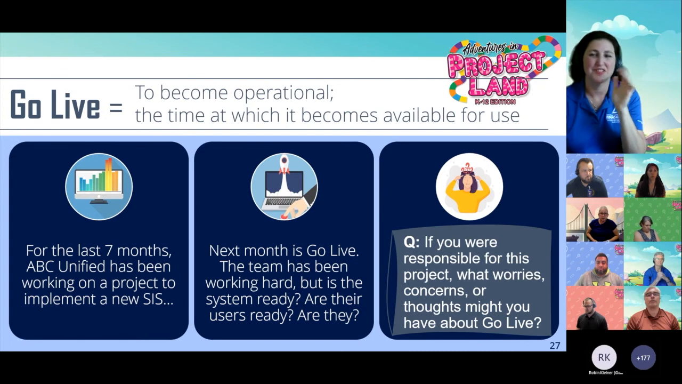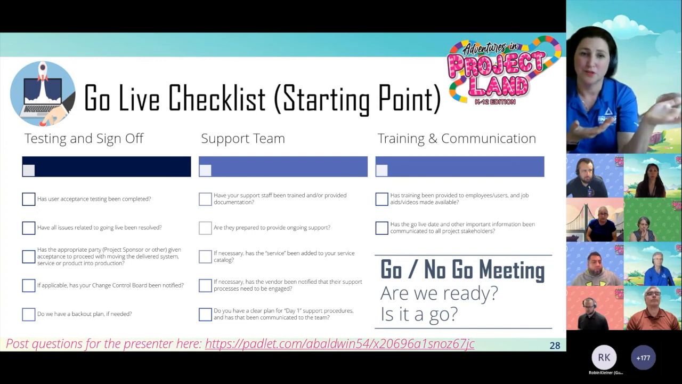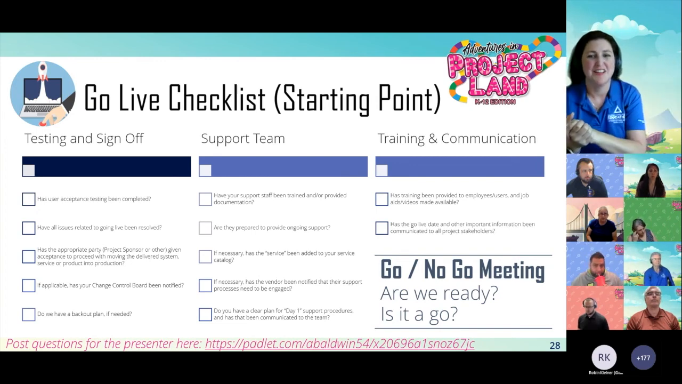Absolutely. All great questions. So how do we make sure we address all these questions? We use a go no go meeting, right? We decide, are we ready or are we not ready? So before the go no go meeting, we can go through our go no go live checklist. So again, this list is organized around 3 areas. We've got testing and sign off, the support team, and then training and communication.